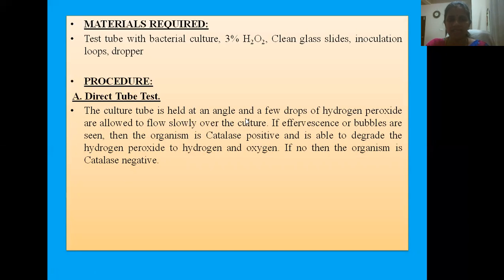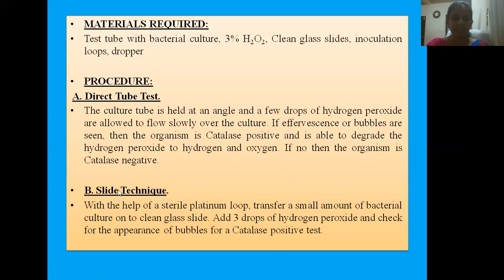The culture tube is held at an angle and a few drops of hydrogen peroxide are allowed to flow slowly over the culture. If effervescence or bubbles are seen, then the organism is catalase positive and is able to degrade the hydrogen peroxide to water and oxygen. If there is no effervescence, then the organism is catalase negative.